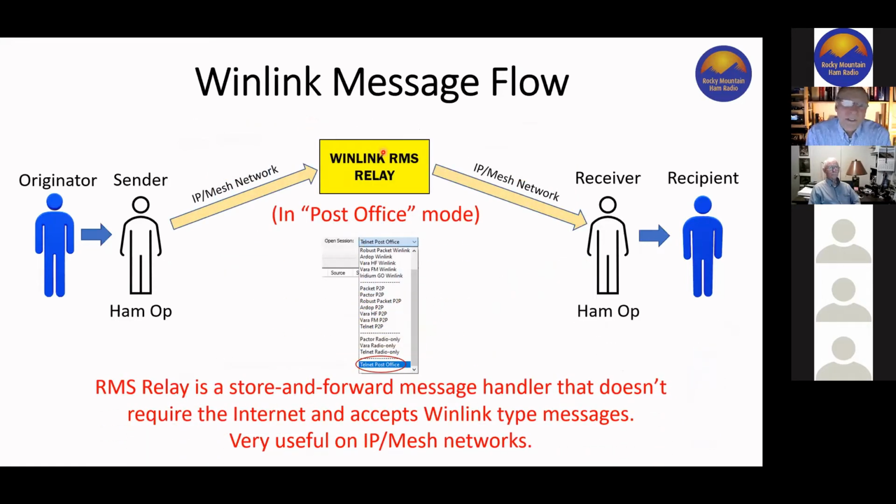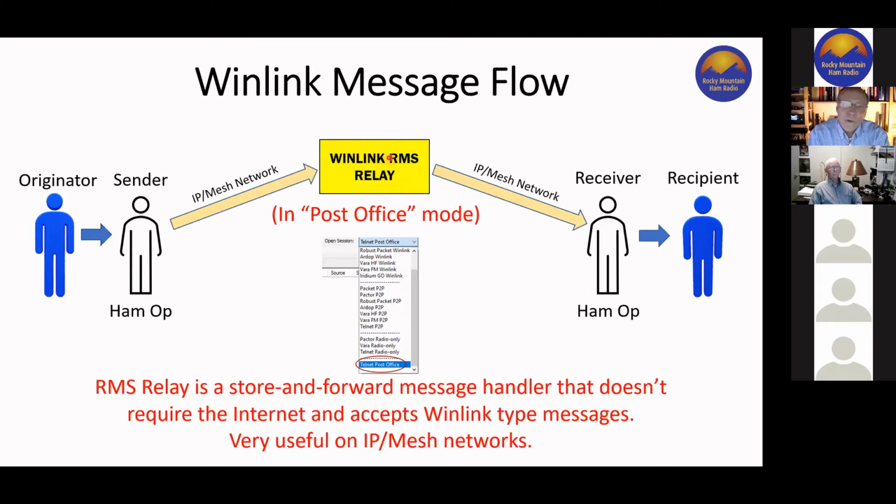And just to mention again, this RMS Relay software, which runs on a PC, which I think is pretty cool. It's the Telnet Post Office mode that you use down here. If this is a mesh network, or some other type of IP network, it doesn't have to be a mesh. It can just be point-to-point links, hub and star, whatever. It doesn't really matter. But it's really cool. All you have to do is hang one PC off of a node that's on the network, and that PC would be running the RMS Relay software in that standalone Post Office mode.